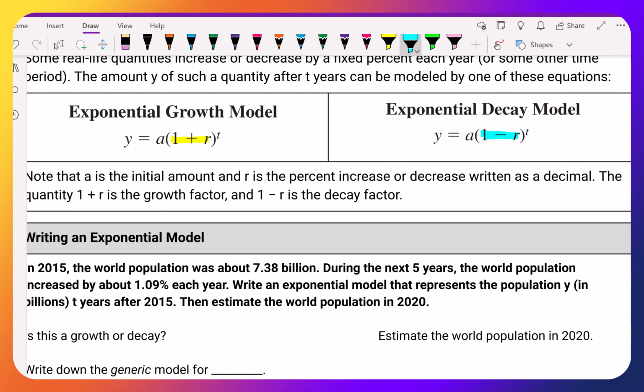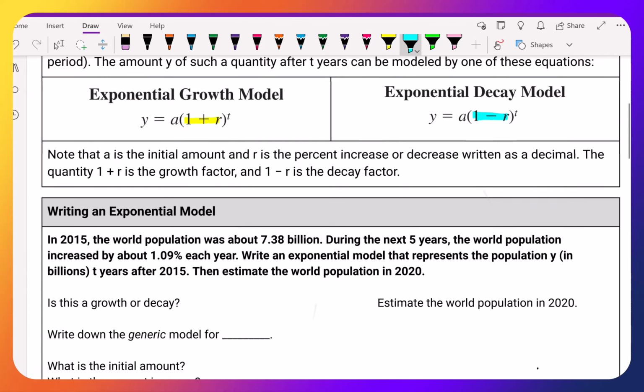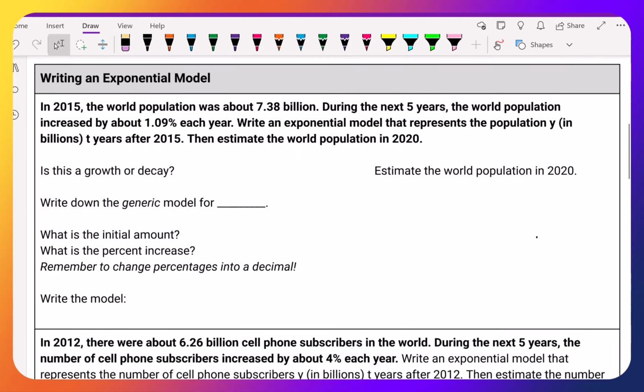So if you're ever asked what the percent change is, you need to rewrite your formula in that form. So if your base is 0.75, you need to rewrite it as 1 minus 0.25, and your percent change would be 0.25. Okay? So let's go ahead and talk about writing this time.